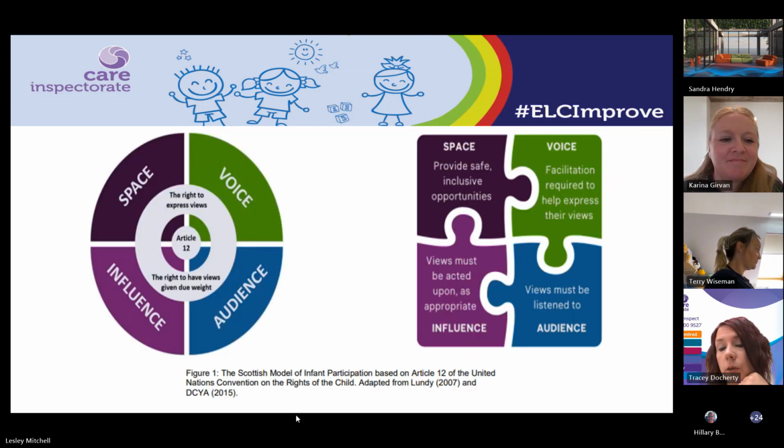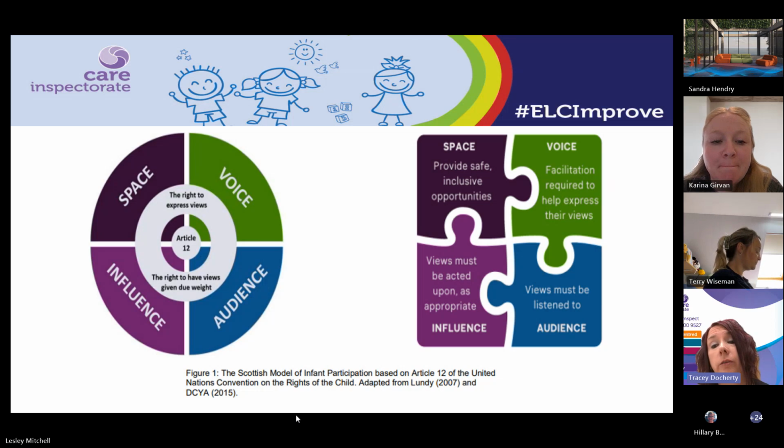The Scottish model of infant participation highlights that good practice should always address space, voice, influence, and audience, which are interrelated and overlapping. It's a bit like the jigsaw that Karina discussed earlier on. These are four vital parts, and you need all of them. So you need your space, to make sure children have safe spaces to be in, that it's inclusive, and that it's theirs as well.